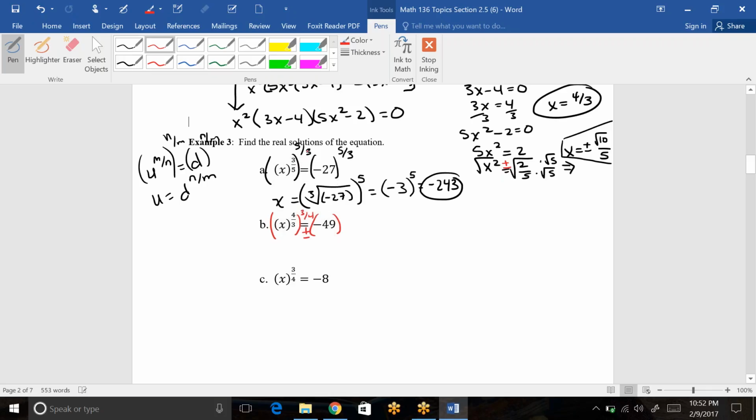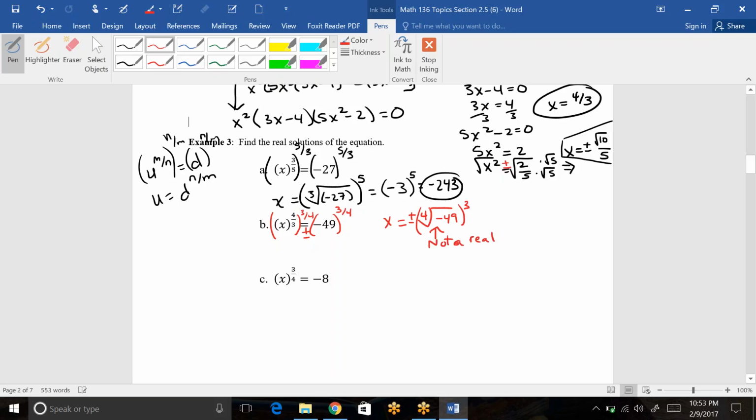That is not true when you're doing an odd root when you flip it. So if the denominator is still odd, then you don't have to do plus or minus. But if the denominator is even, you should be putting a plus or minus. So this is to the 3/4 power. And then we would convert that to x equals the 4th root of negative 49 all cubed.